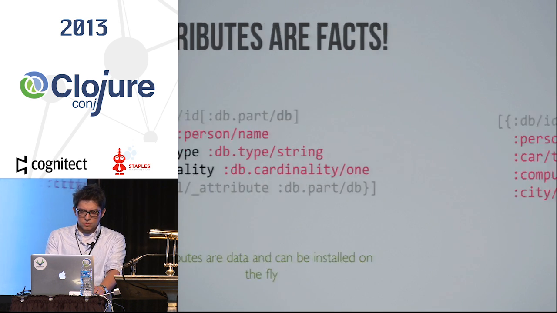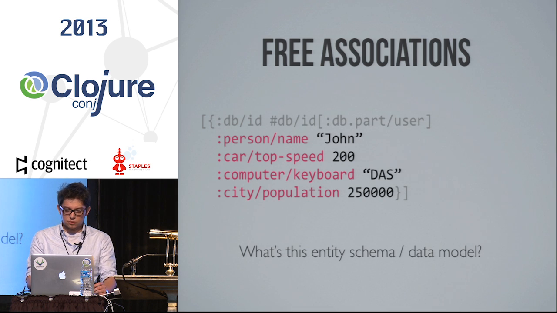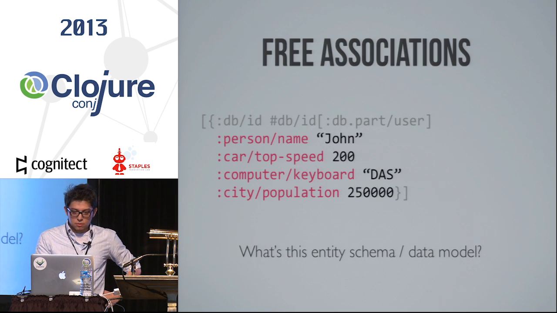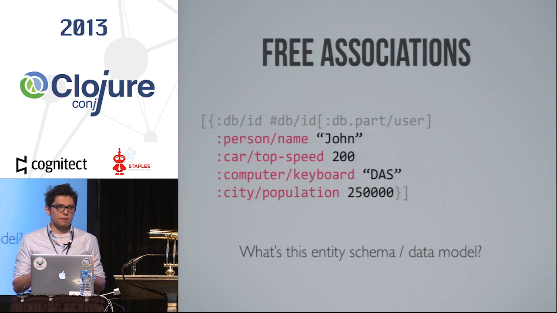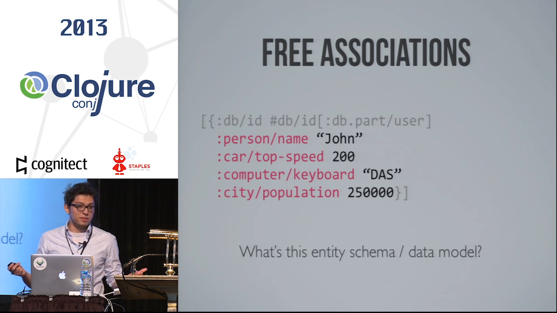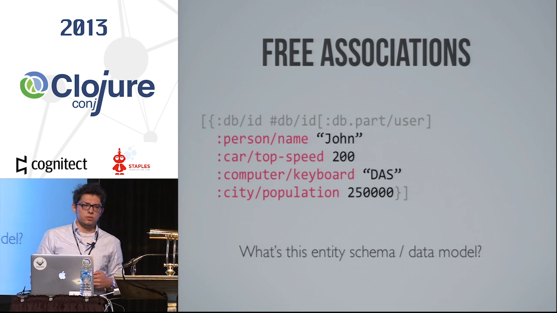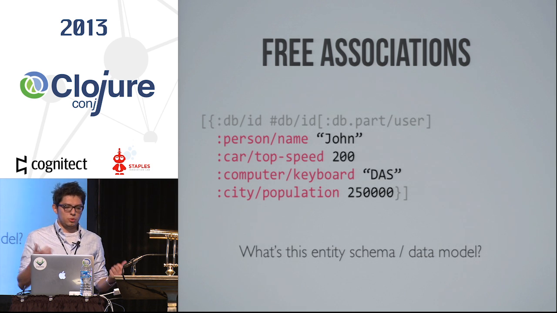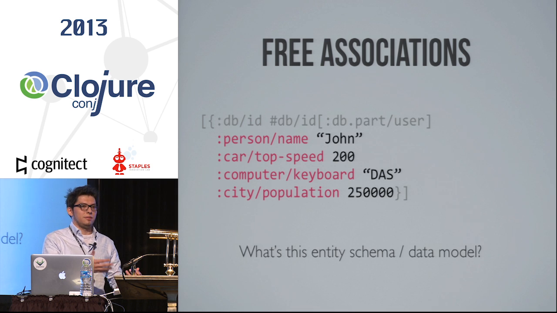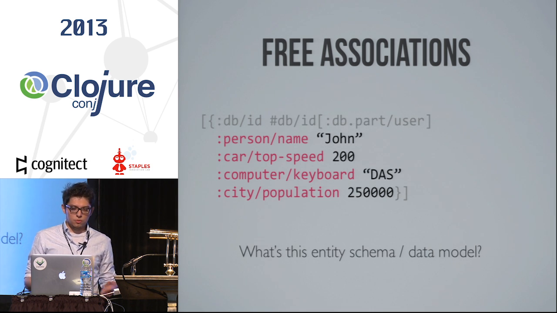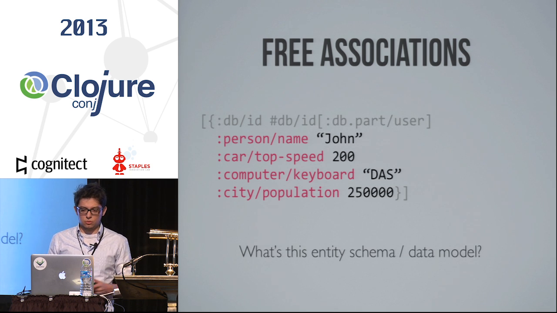Something that people don't realize initially, and I didn't understand this initially either, is that attributes have free associations with entities. You can create an entity that is a person and has a car, top speed, and computer keyboard, which doesn't make any sense, right? But the platform allows you to do this. Usually the convention is, if some entity has an association with a person slash name attribute, then that entity is a person. Those are conventions that we use when we work with Datomic to give types to these entities.